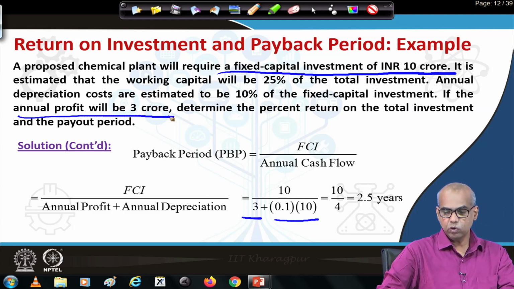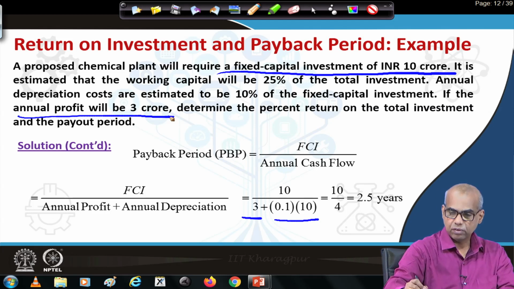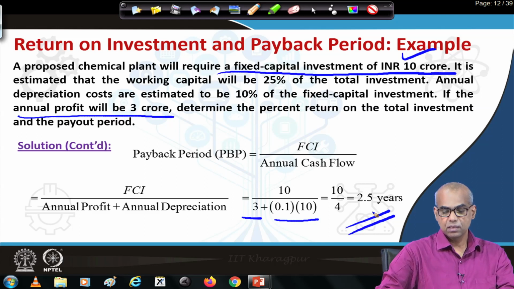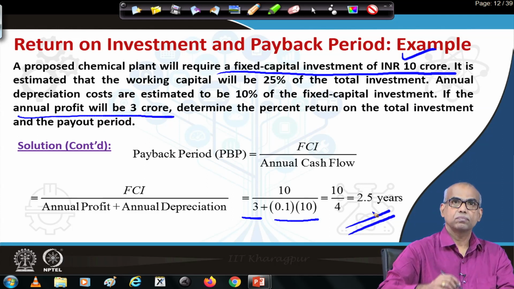So, the payback period will be fixed capital investment 10 crore by 3 plus 0.1 into 10. So, this will be evaluated as 2.5 years.